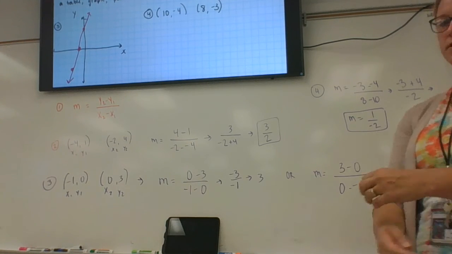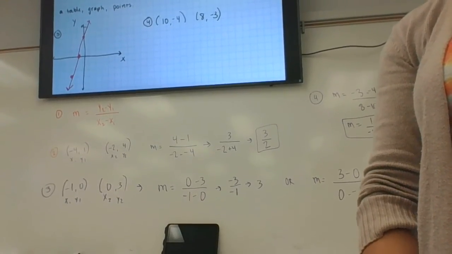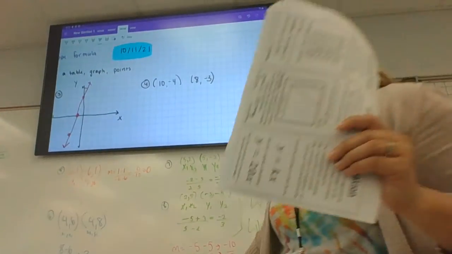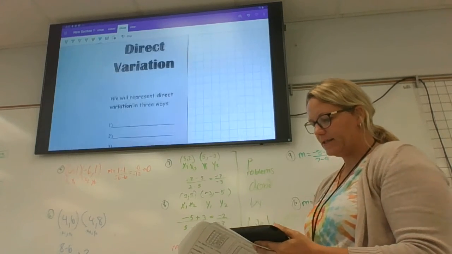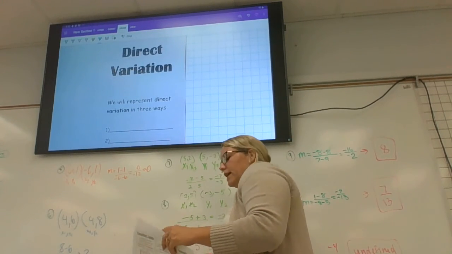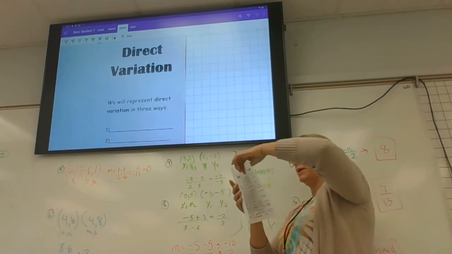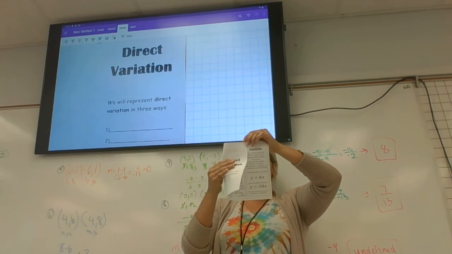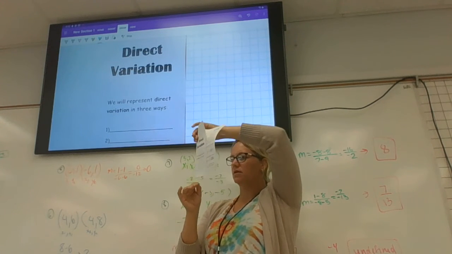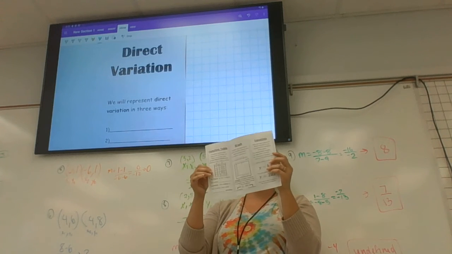All right, let's go over homework from Thursday. All right, let's look at this. Direct variation. We're going to make this into just a baby brochure. So start with this fold, and then do another 1/3 fold.